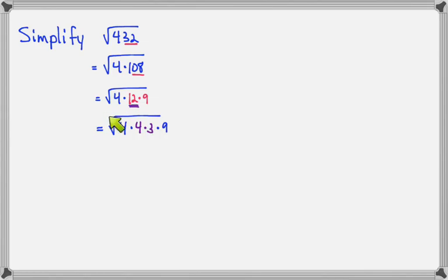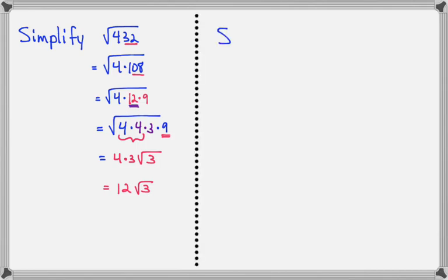So, look what I've got now. I've got a pair of 4s. So, the square root of a pair of 4s is going to be a 4. And the square root of 9 is going to be 3. And this 3 does not have a whole number square root, so it will stay under the radical. And then I have to combine my 4 and 3 back together. 4 times 3 is 12. And you should take your calculator and make sure that the square root of 432 is equal in value to 12 times the square root of 3.